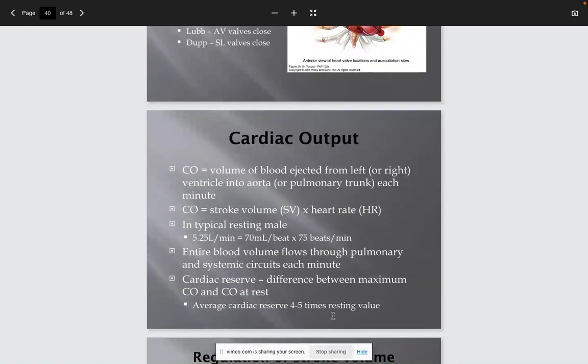What is important is for you guys to know this formula. So we're going to talk about the cardiac output. And to understand the formula, you just need to understand what cardiac output is. Cardiac output is the volume of blood ejected from the left or right ventricle into the aorta or pulmonary trunk each minute. So in order to determine cardiac output, the amount of blood that is pushed out of the heart, you need two things: stroke volume, right, and heart rate. So stroke volume times heart rate. If you have the heart rate and the cardiac output, you can figure out the stroke volume, how much blood is ejected from the ventricle itself.